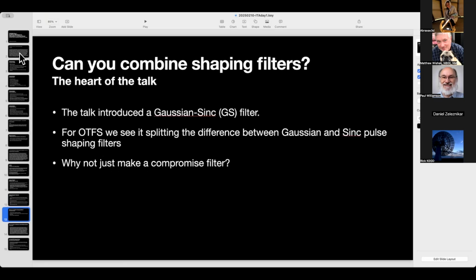The heart of this talk is about the shaping filters, because it turns out that the pulse shaping filter that you put on your symbols when you chuck them out the door makes a difference. Gaussian doesn't really work terribly well, and sync doesn't work terribly well. So the speaker said, hey, why don't we split the difference and create a combined Gaussian sync filter, and they called it a GS filter. And then they ran it through all sorts of Simulink and MATLAB and showed that it actually does kind of help. It's a compromise filter.